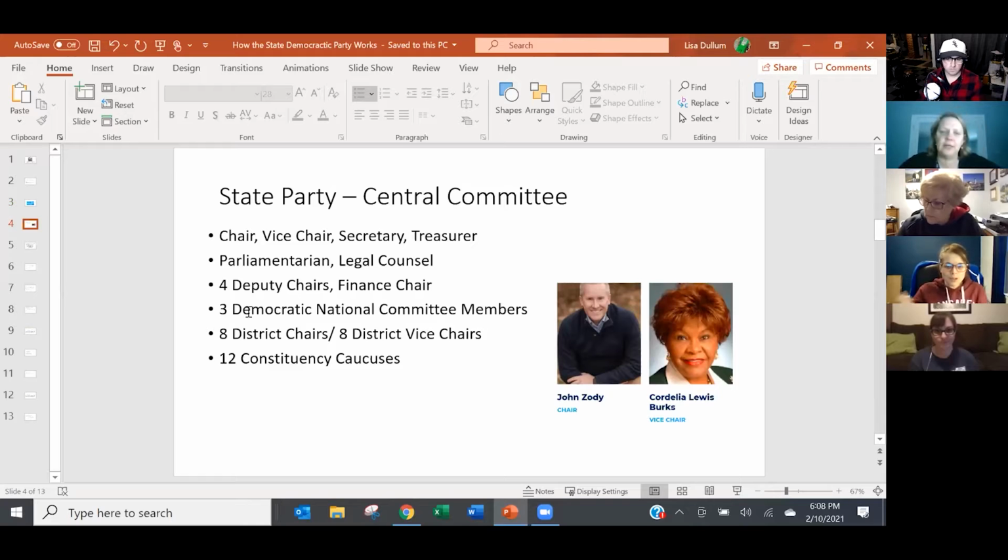At the state party, I talked about the central committee. Here are John Zodi and Cordelia Lewis Burks, our current state chair and vice chair. There's also a secretary and a treasurer, a parliamentarian, and legal counsel. They have deputy chairs and a finance chair. This is all the central committee. There are the 3 Democratic National Committee members that I talked about, the district chairs I talked about, and the constituency caucus.